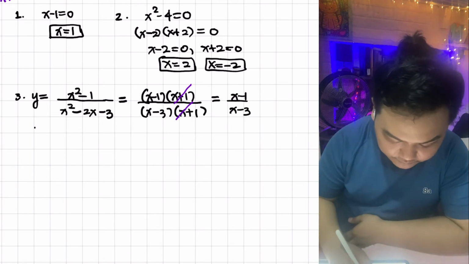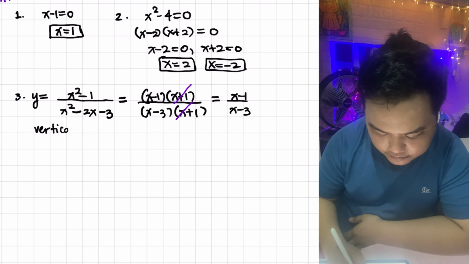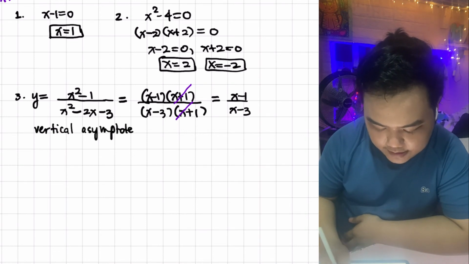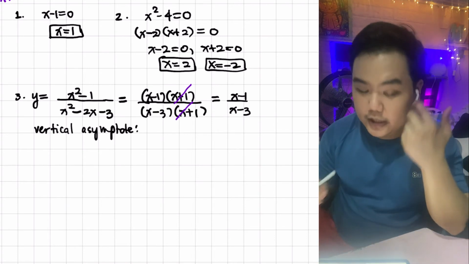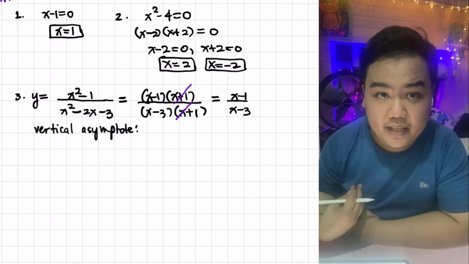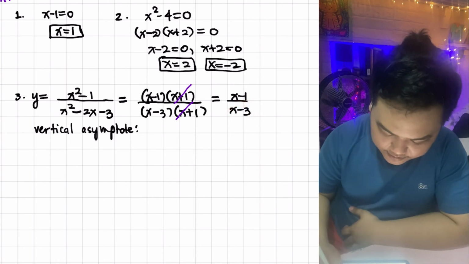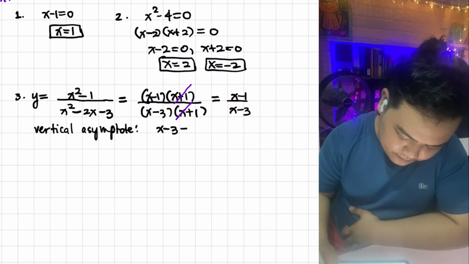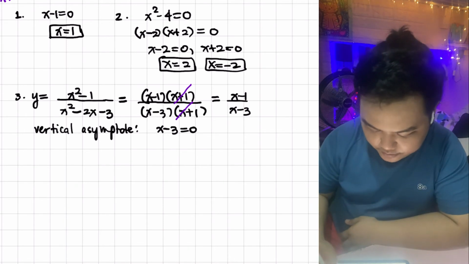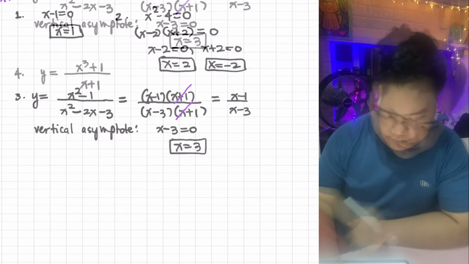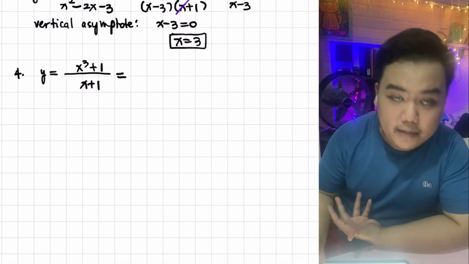So, to compute for the vertical asymptote, so, sinusulat ko, vertical asymptote, you should equate the denominator to 0 of the simplified form. So, equate the denominator x minus 3 to 0. So, x is equal to 3. Ito yung equation ng kanyang vertical asymptote. So, ganun lang ulit. First step is to simplify.